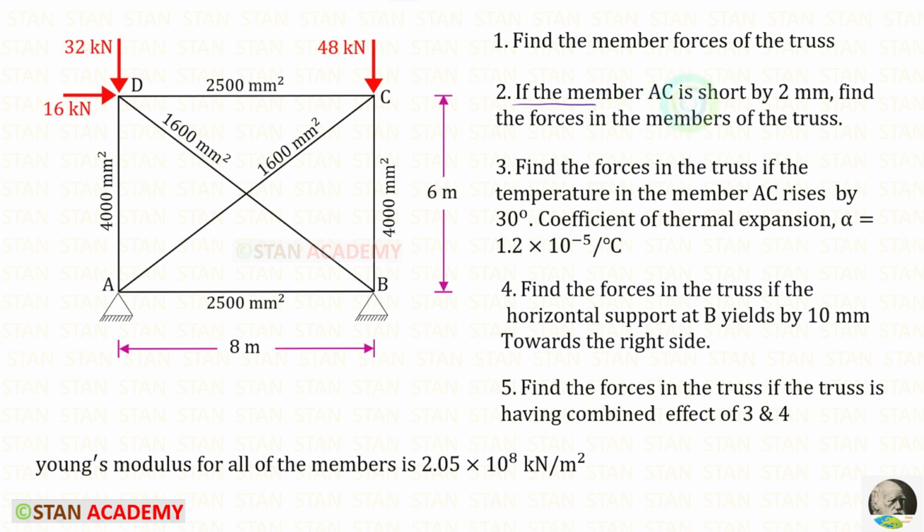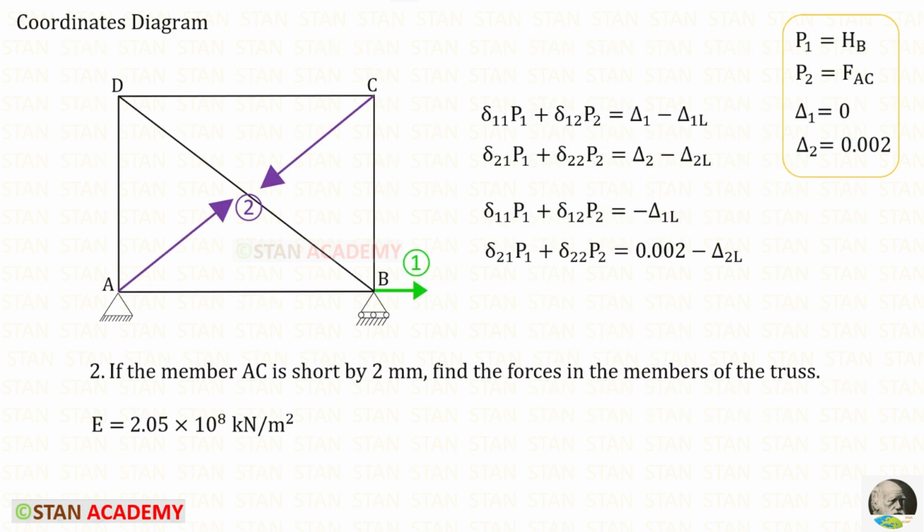If the member AC is short by 2 mm, find the forces in the members of the truss. In this numerical also, I am going to release HB and the member force FAC. In the previous numerical, we had the option of releasing any one of the members, but here we must release AC because that is the one short by 2 mm. Our first coordinate is HB. There is no change in HB, so delta 1 will be 0.